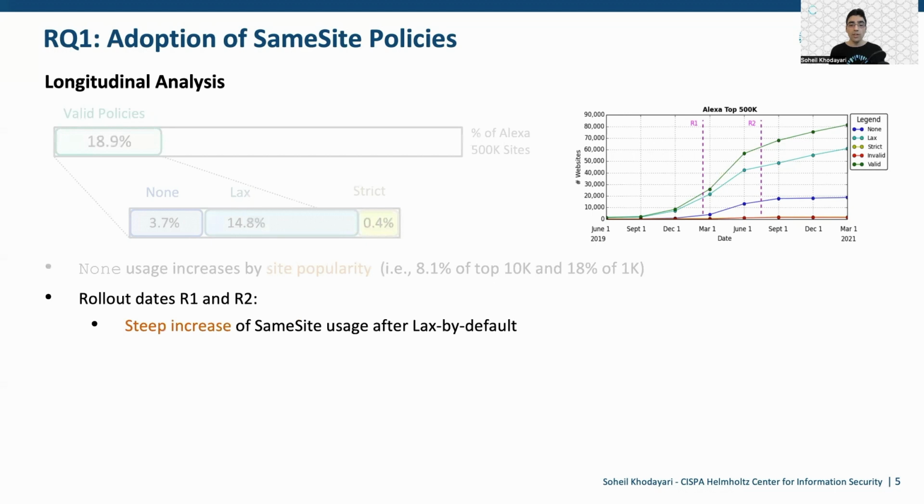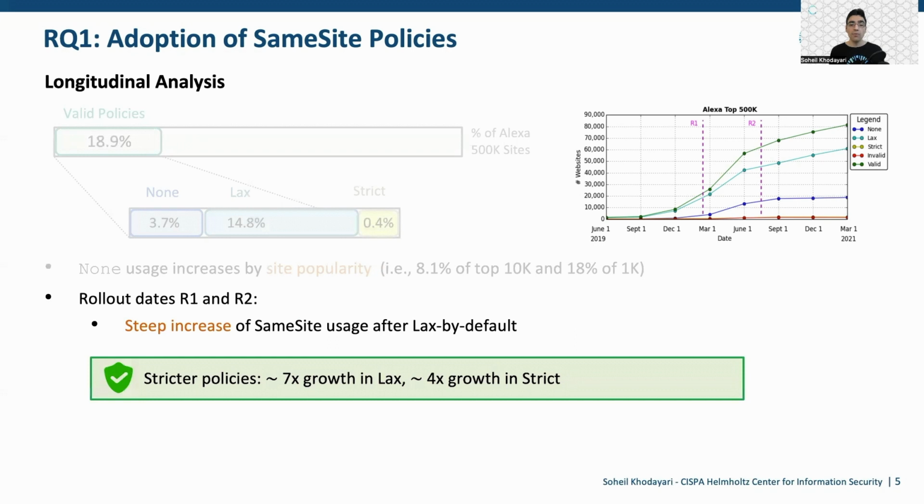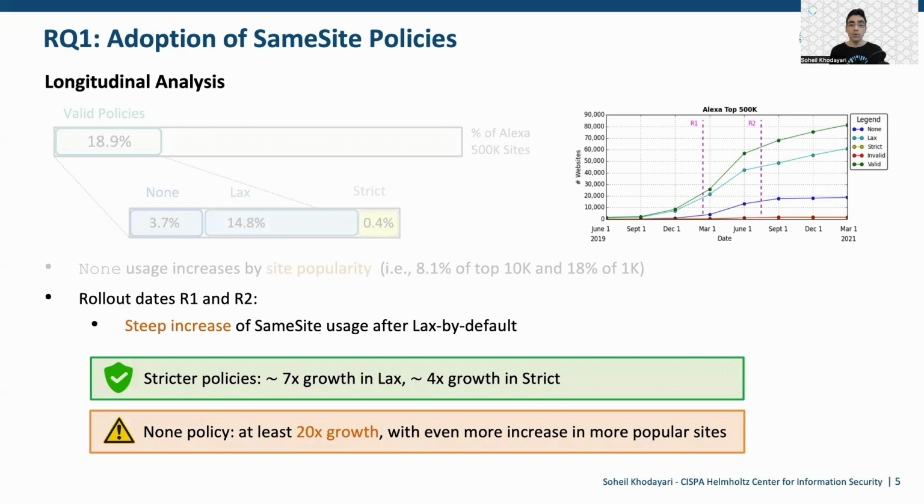When looking at the trend of same-site adoption, the two lax by default rollout dates R1 and R2 in the figure seem to have played a relevant role with a steep increase of all same-site policies. That is a 7-fold increase in lax, a 4-fold increase in strict, and for the none policy, we observe at least a 20-fold growth with even more increase in more popular sites. Overall, after a rapid increment of sites using one of the same-site policies around the enforcement days, we now observe a rather moderate yet steady growth.